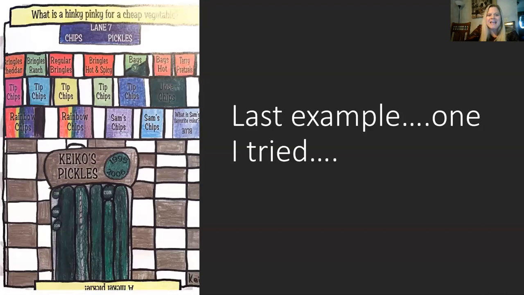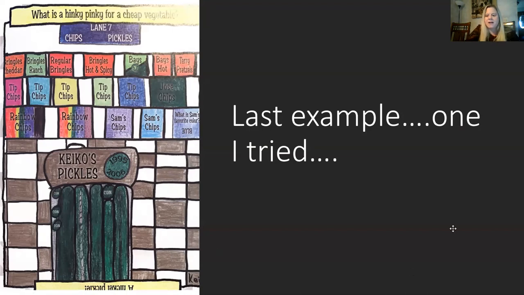What is a hinky pinky for a cheap vegetable? Uh-oh, they're giving us a good clue here. Look at all of these clues. Look at this clue. What is a hinky pinky for a cheap vegetable? A nickel pickle.